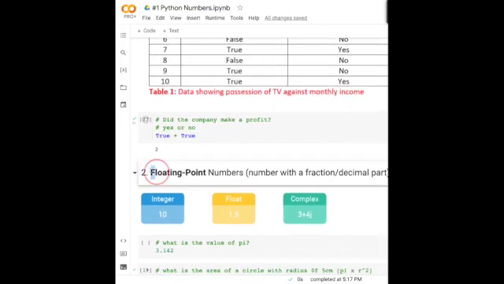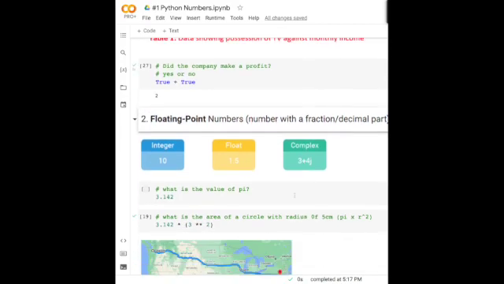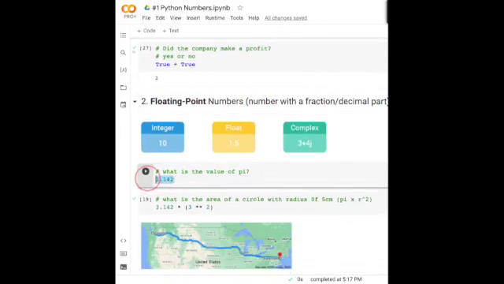Now the other type of numbers are the floating points or the floats, a number with a fraction or decimal. So pi, of course, is one of the most famous floating points, right? We usually report it to 3 decimal places, but it can go on for many more.